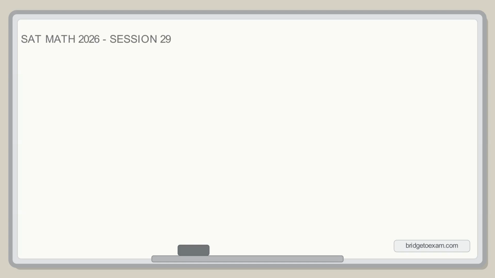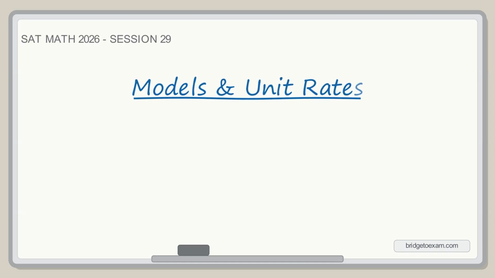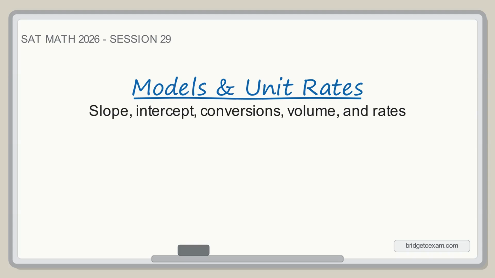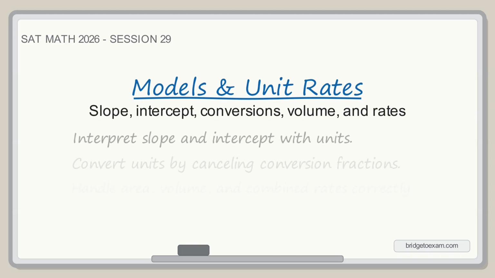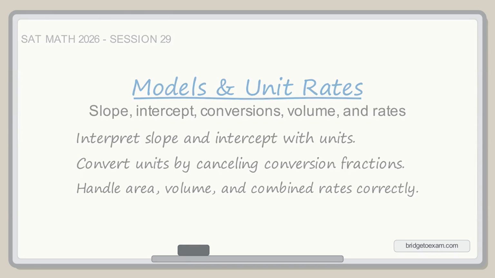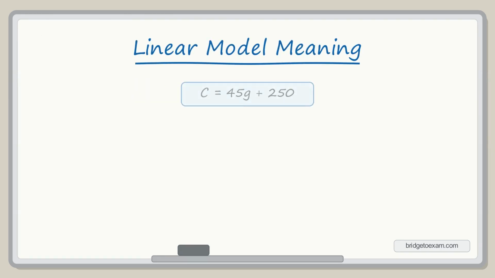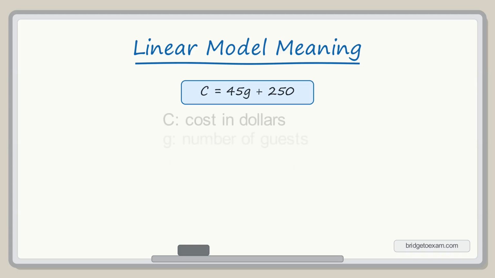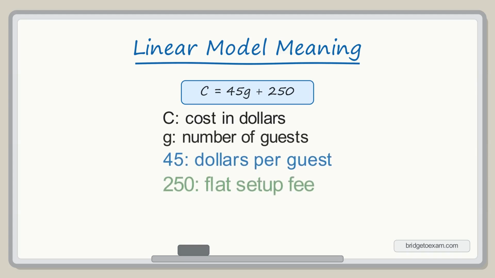Welcome to Session 29. Model interpretation and unit rates reward careful reading. Today, we interpret slope and intercept, convert units, cubed volume factors, and solve rate problems. In a linear context, slope is the rate of change with units. The y-intercept is the value when x is 0, often a starting amount or flat fee.